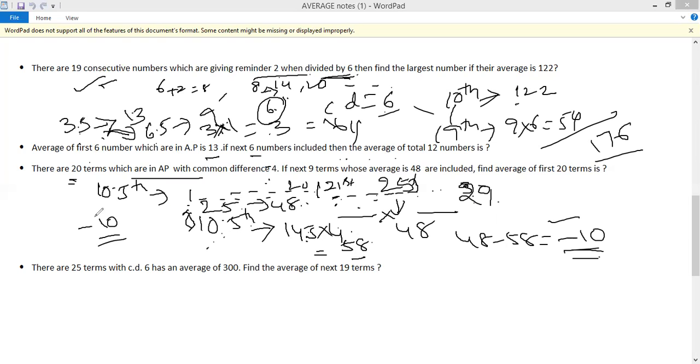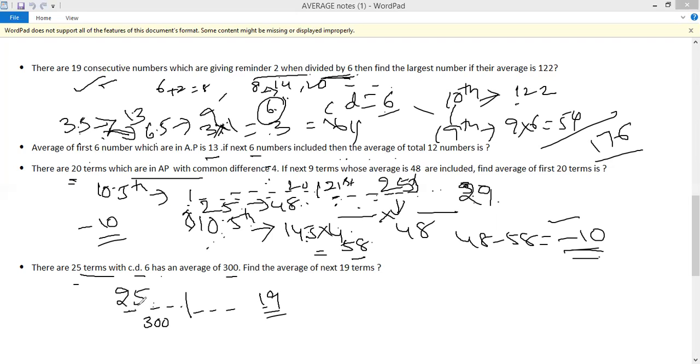Next, see here, next question. There are 25 terms with common difference 6, and the average is 300. Find the average of the next 19 numbers. Here, how many terms? 25 terms are there initially. Average is 300. Next 19 numbers. Okay, 25 numbers are already here.